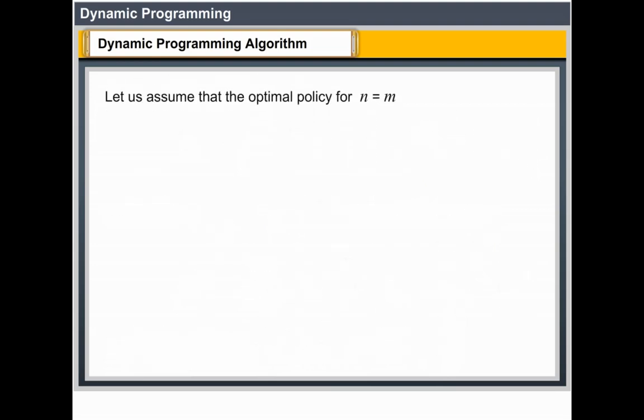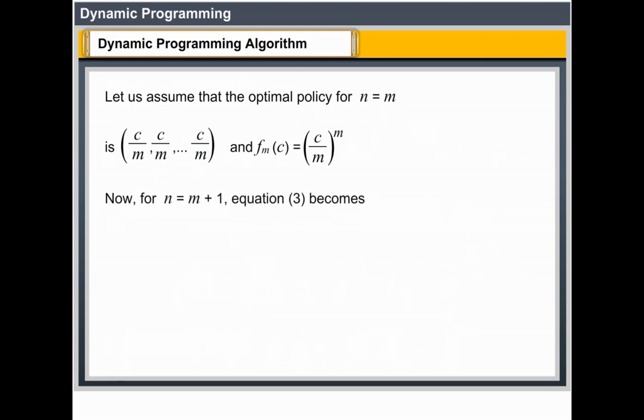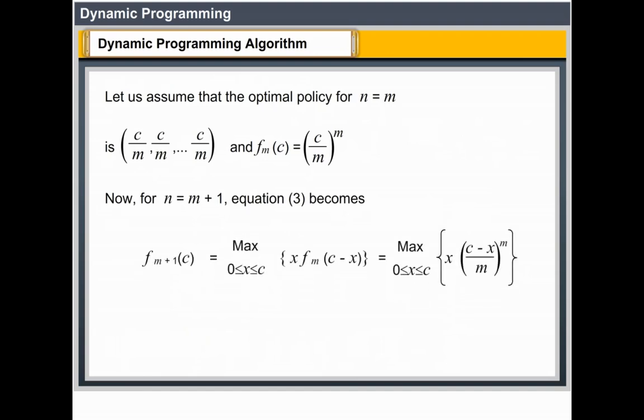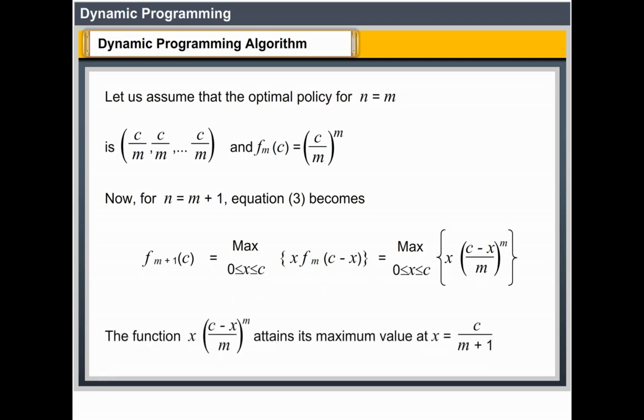Let us assume that the optimal policy for n equal to m is c by m, c by m, and so on, c by m. Then fm of c equal to (c by m) whole power m. For n equal to m plus 1, equation 3 becomes fm plus 1 of c equal to maximum, for 0 less than or equal to x less than or equal to c, x into fm of c minus x, equal to maximum, for 0 less than or equal to x less than or equal to c, x into ((c minus x) by m) whole power m. The function x into ((c minus x) by m) whole power m attains its maximum value at x equal to c by m plus 1.